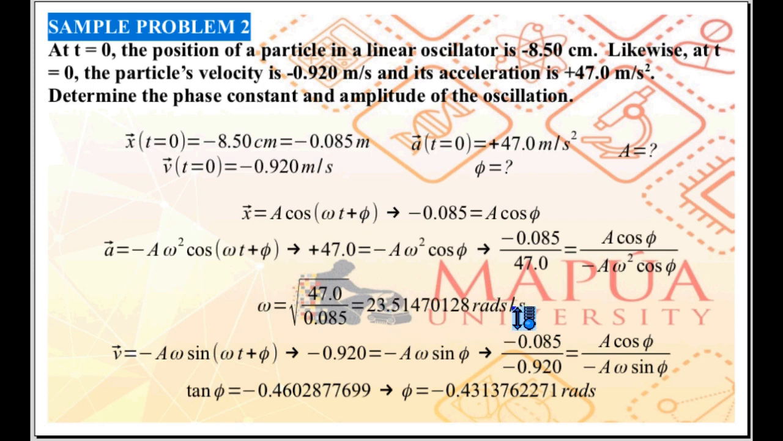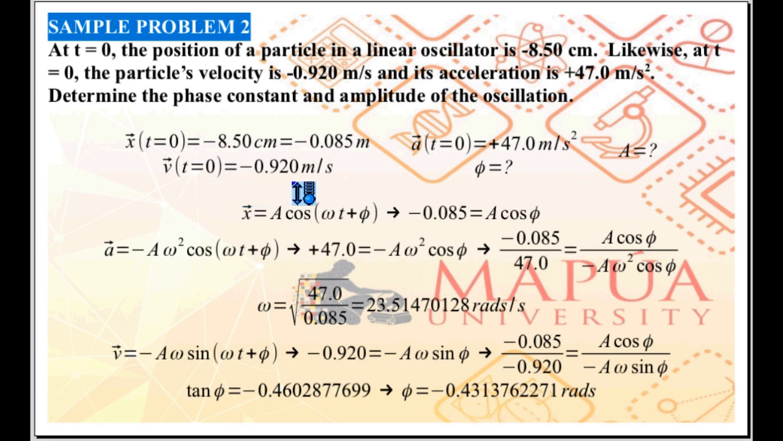So we got an answer, but that's not quite the answer that we are looking for. We are looking for phi and A. But we still have the velocity function. v is equal to negative A omega sine of omega t plus phi. We do the same thing that we did with a and x. We set t is equal to 0. Therefore, v is just equal to v at t is equal to 0.